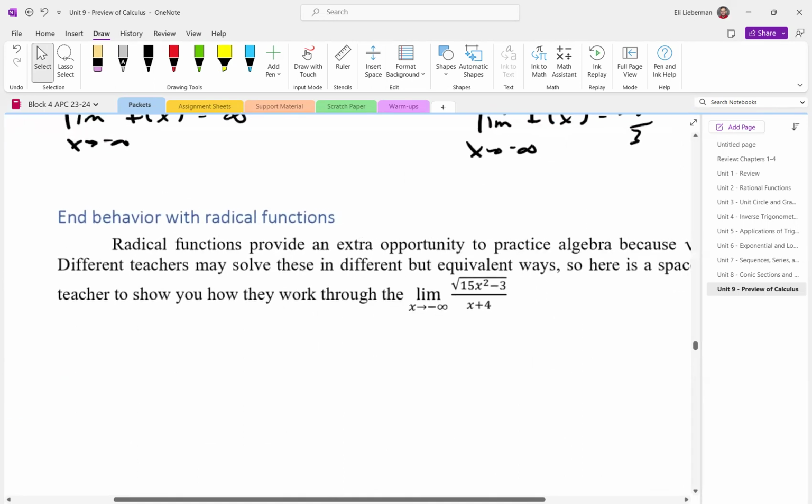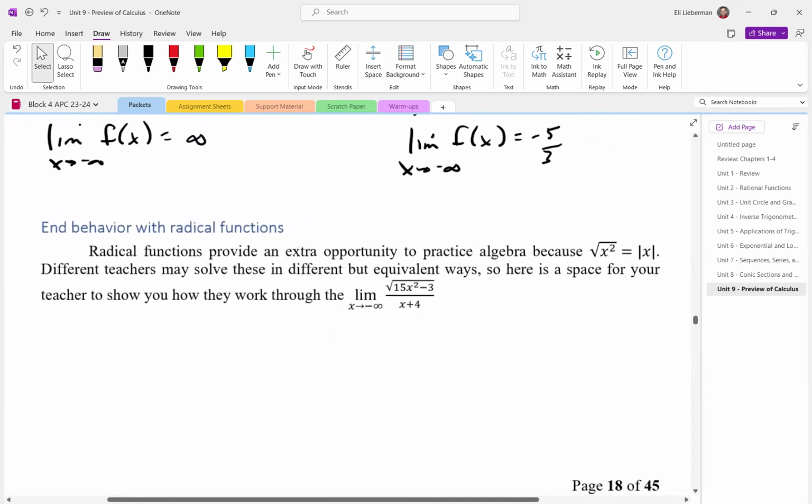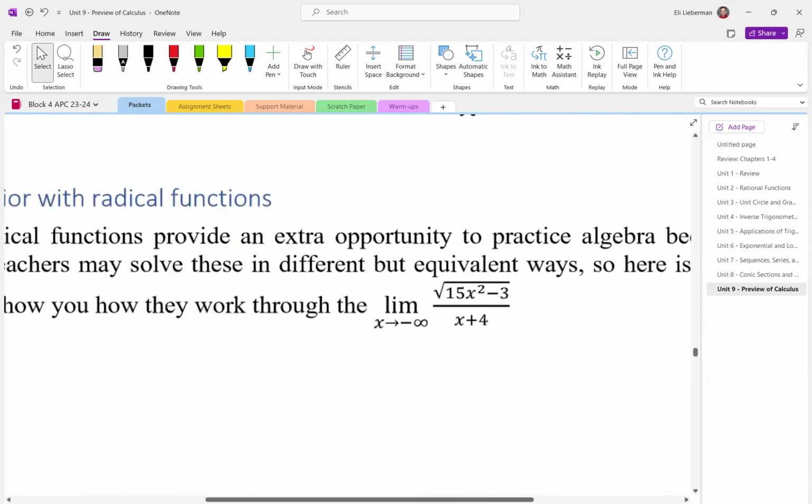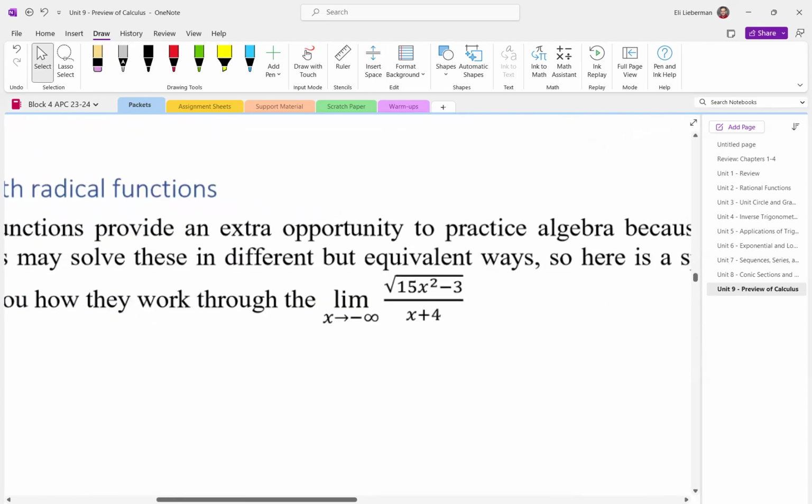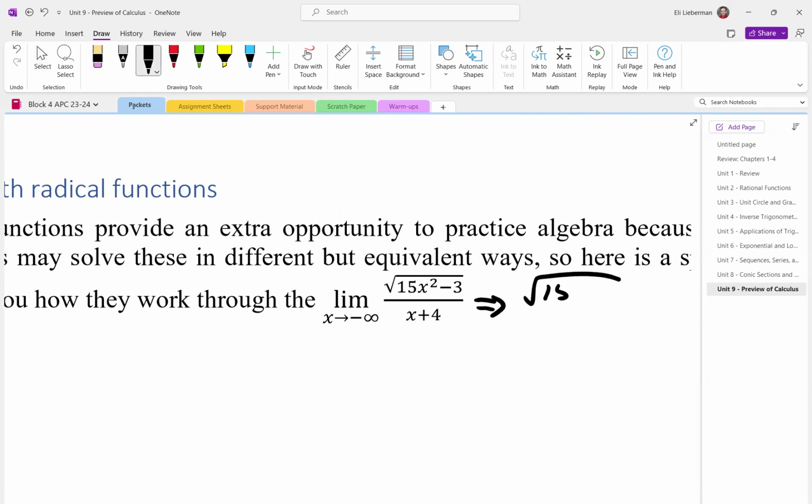This is a little different. Radical functions. Okay, well, these work the same. As we're plugging in values to negative infinity, some of these terms are going to fall away, specifically the 4 on the bottom and the -3 on top. So we have the square root of 15x squared over x. And again, I hope that makes sense. You plug in negative 1 billion, square that, multiply by 15, subtracting 3 won't make much of a difference in the actual value of that number. 1,000,000,000 plus 4 is basically 1,000,000,000.